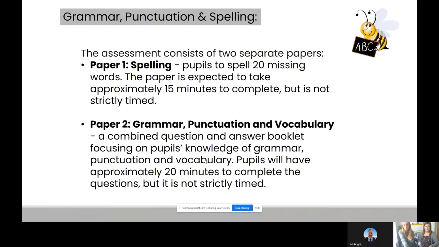And then paper 2 is grammar, punctuation and vocabulary. So it's a combined question and answer booklet, again, focusing on their knowledge of grammar, punctuation and vocabulary, which we are practicing in school, of course, as well. So pupils will have roughly 20 minutes to complete the questions. Once again, it's not strict timing.